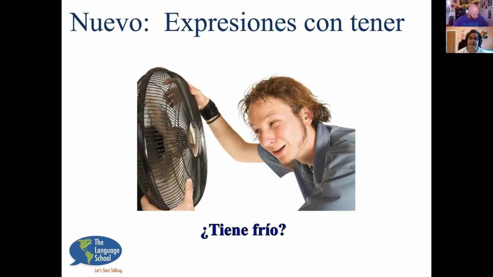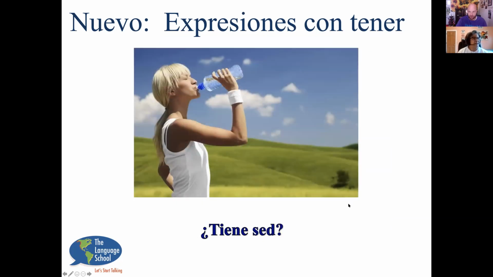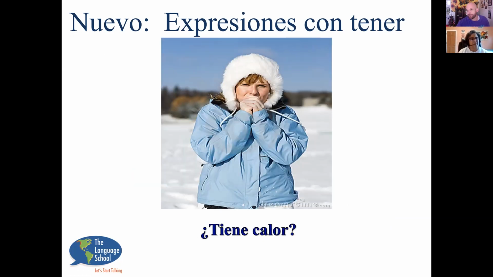Robin, ¿él tiene frío? No. Tiene calor. No, tiene frío. Is it fría if it's a woman? Frío is frío. In this situation, you're not using it as an adjective. You're using it as a noun. Cold, right? Okay.